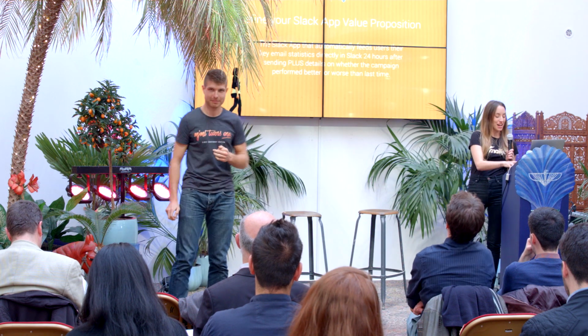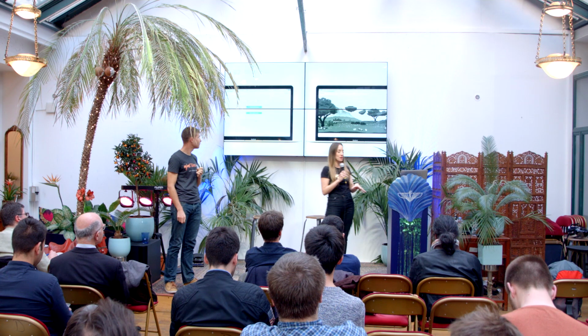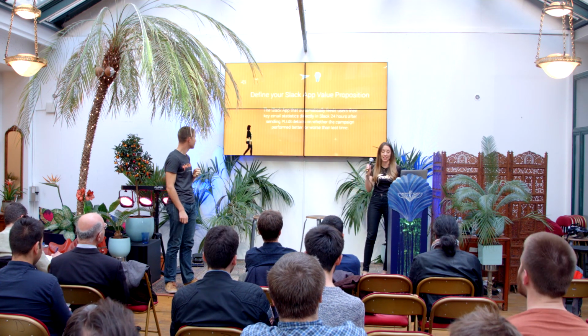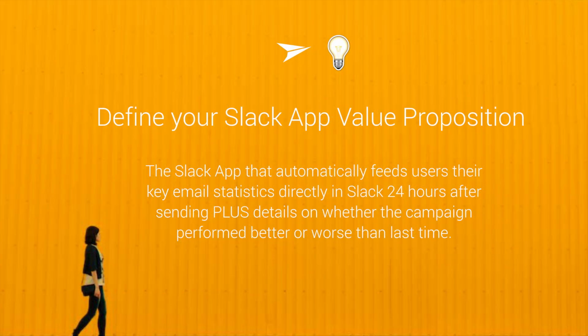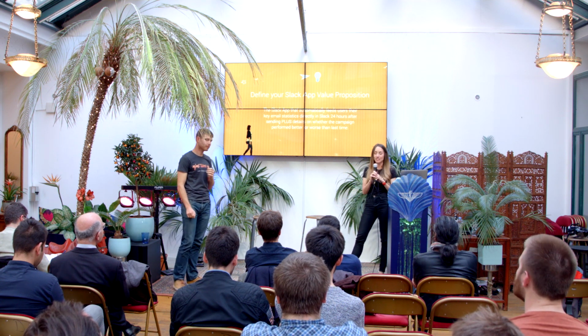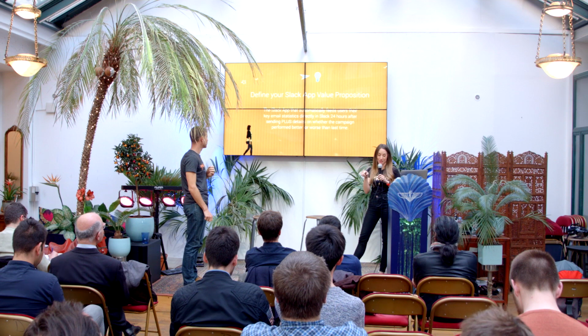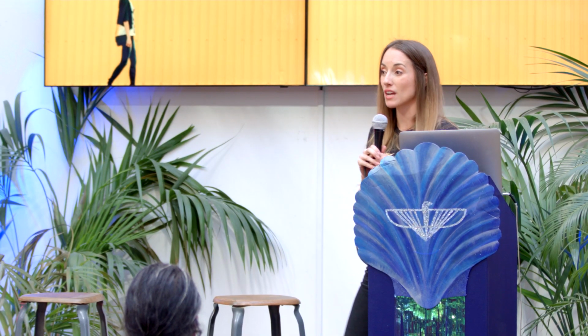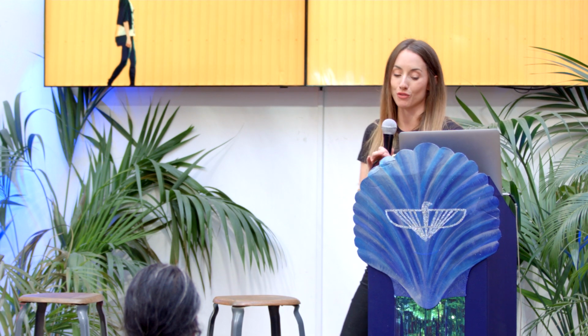Okay. All right, so after we followed this path, we were like, okay, it seems that our customers are here. We see what our customer pain points are. We see that there's space in the marketplace. And then we came up with our product value proposition within Slack. And that was we wanted to be the Slack app that automatically feeds users their key email stats directly in Slack 24 hours after sending, plus tells them immediately after 24 hours whether their campaign did better or worse than last time. And that way they can react immediately depending on how it performed.